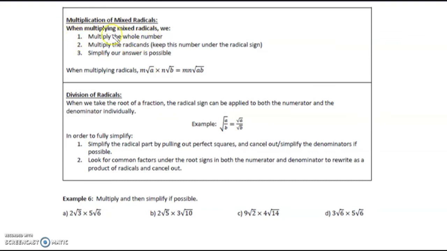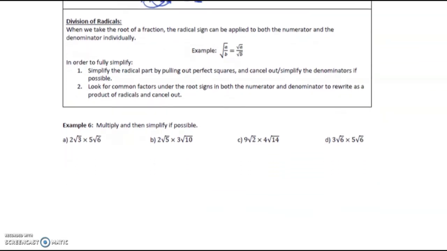Okay, multiplication of mixed radicals. When multiplying mixed radicals, we multiply the whole number by the whole number. We multiply the radicand by the radicand. And then we simplify our answer if possible. So for example, m root a times n root b, we would be multiplying m and n, and then a and b. M times n, and then root ab.